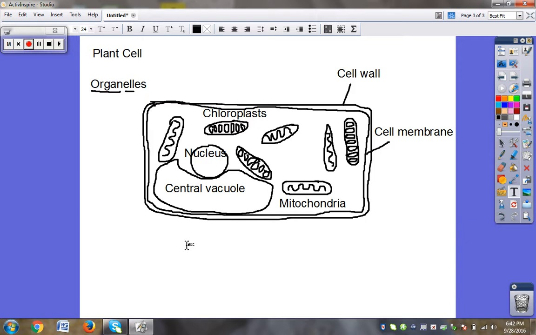So we see that there are some things that are similar to the animal cell and some things that are different from the animal cell, and that's what we're going to talk about in class. So you need to just have these two pictures drawn and labeled in your notes. You don't need to know what these things do, but when I say mitochondria, for example, you should be able to look at your picture and say, oh yeah, that's that thing.